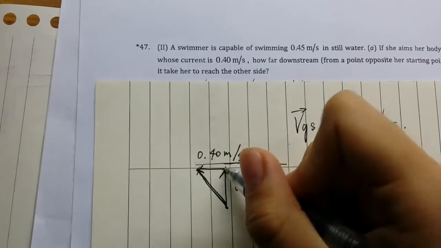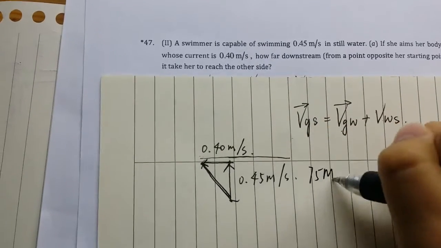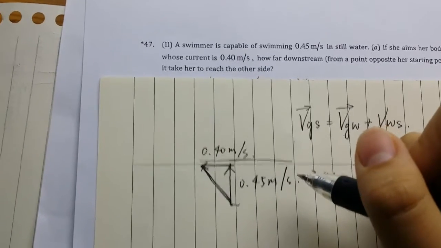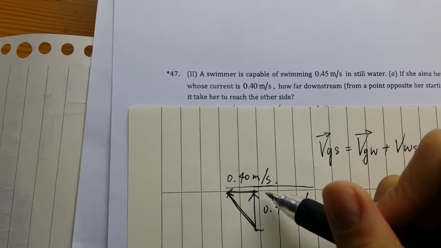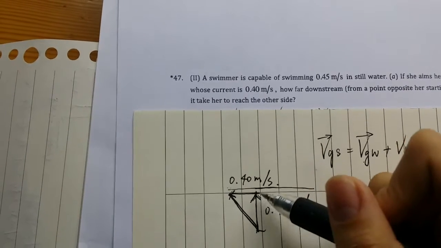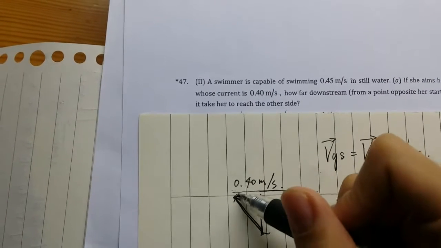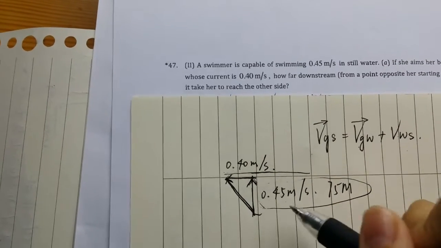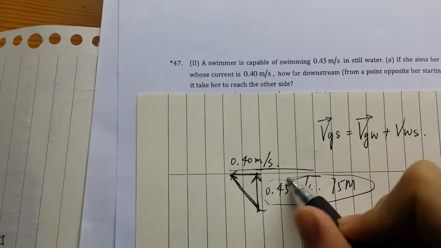We also know that this one is 75 meters, because the time that the girl moves in this direction is the same as the time that the girl moves in this direction. So we can use these two factors to know the time of the swimmer, the girl.